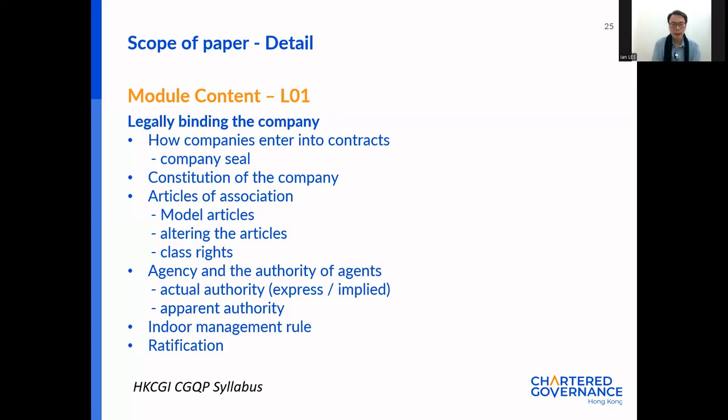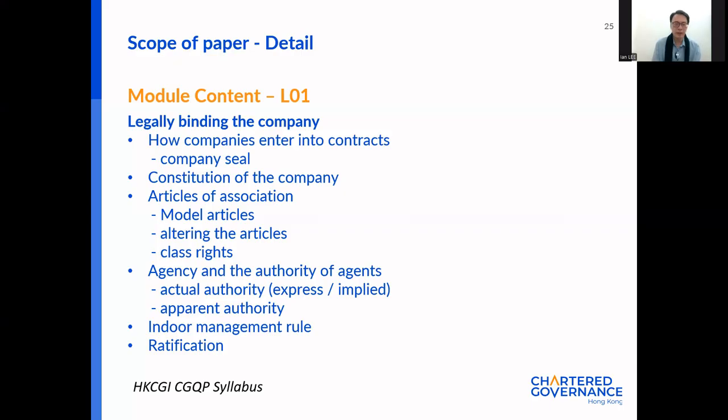So now, why is it important to know there are model articles? Because they are the default articles. It's very important to know that if you set up a new company and you do not want to write your own articles, then you can adopt the model articles for your type of company. So very convenient, very fast. You do not need to draft it yourself.